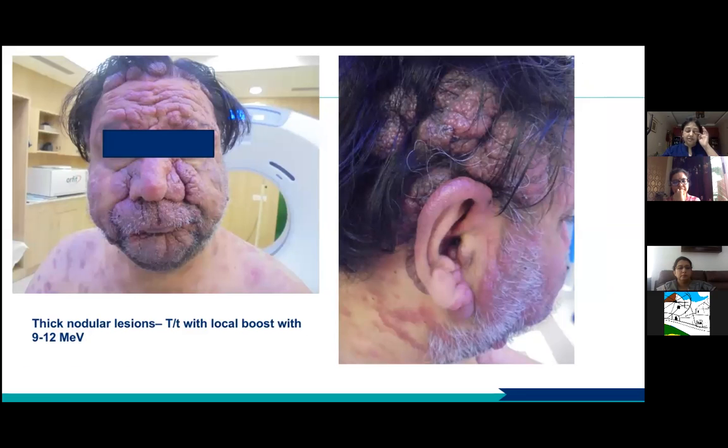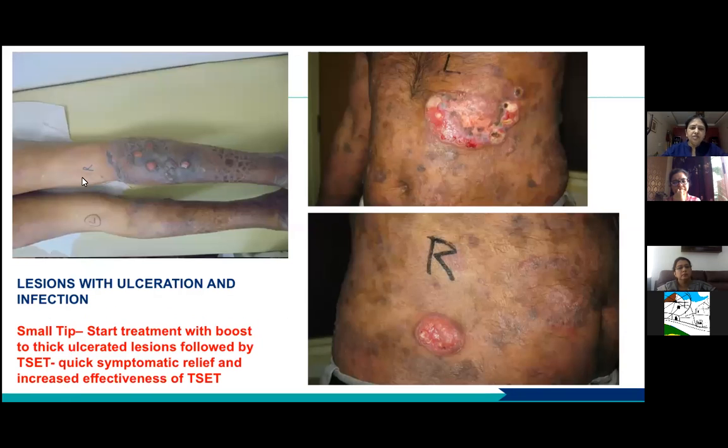This is another patient. He presented with very thick nodular lesions. It was hard to see him. It was difficult to examine him. He had mulberry-like big, thick lesions. I will show you some more of his pictures. Also see that there is a lesion behind the ear lobule. There is a lesion in the external auditory canal as well. So a lot of these patients, in spite of having disease all over the body, have to start their treatment with a local boost to these lesions with a higher dose of electron therapy before starting the total skin electron therapy.